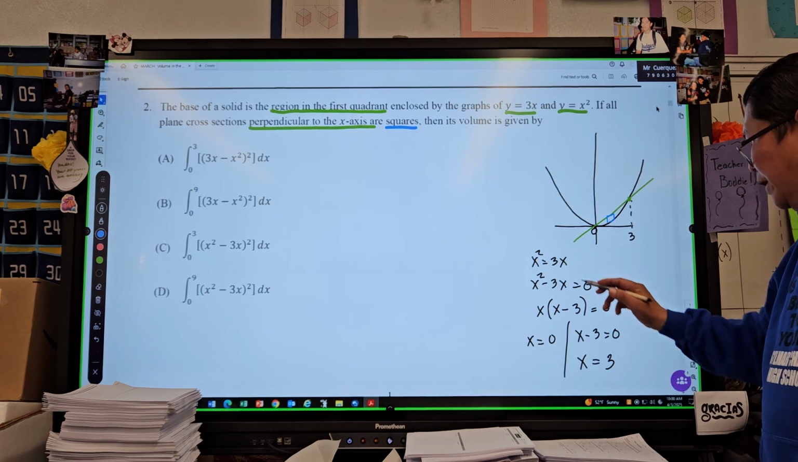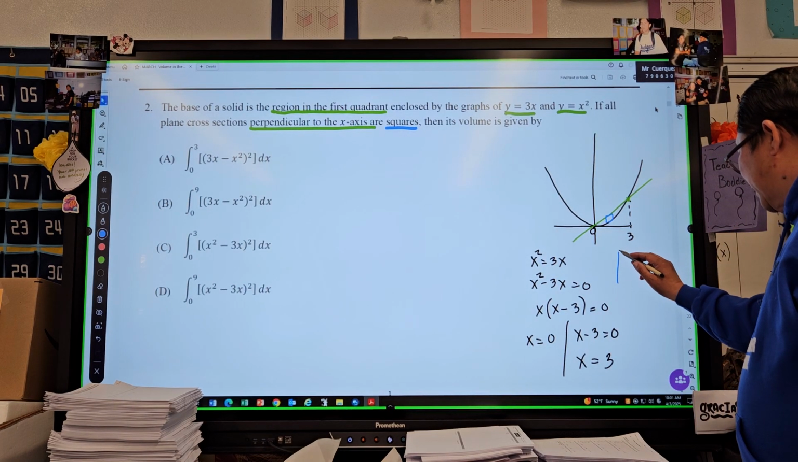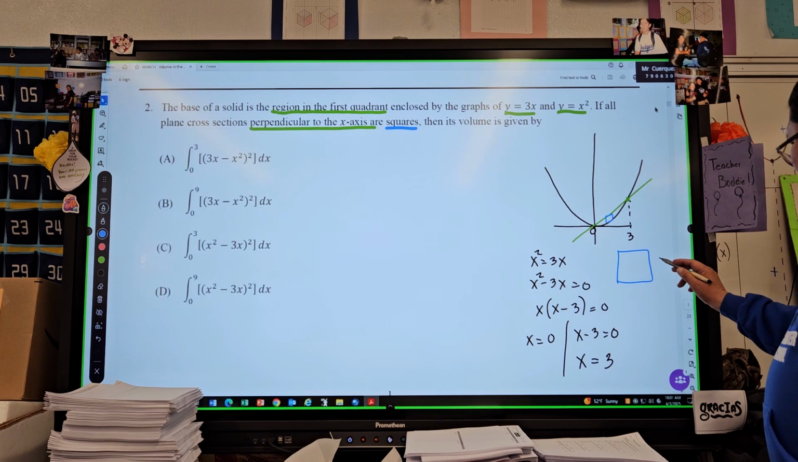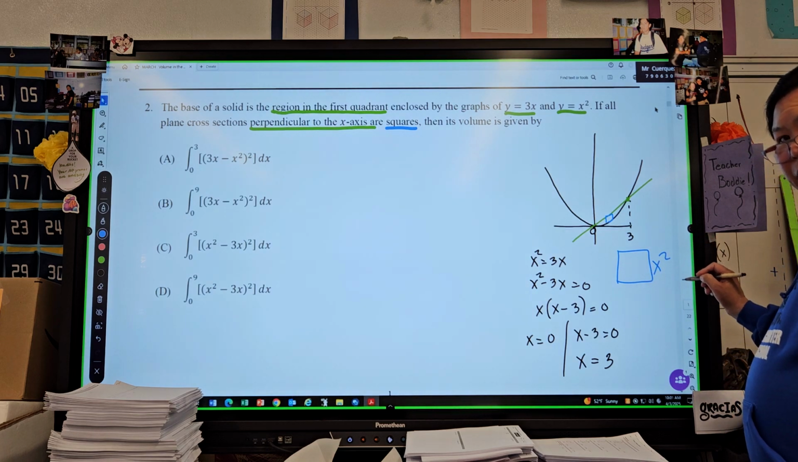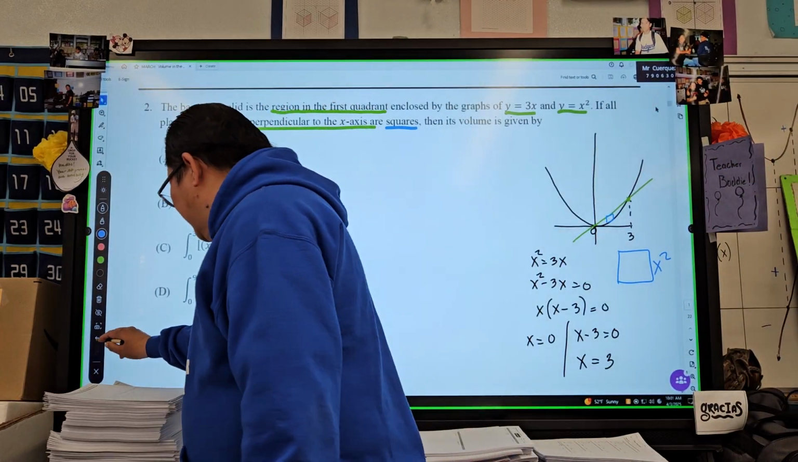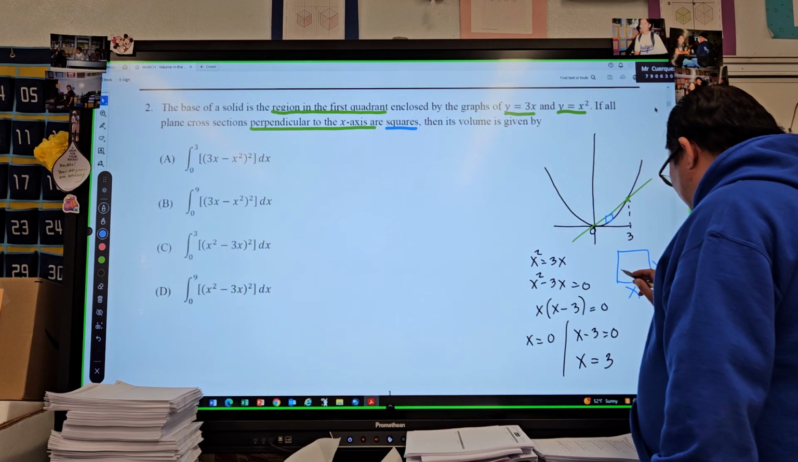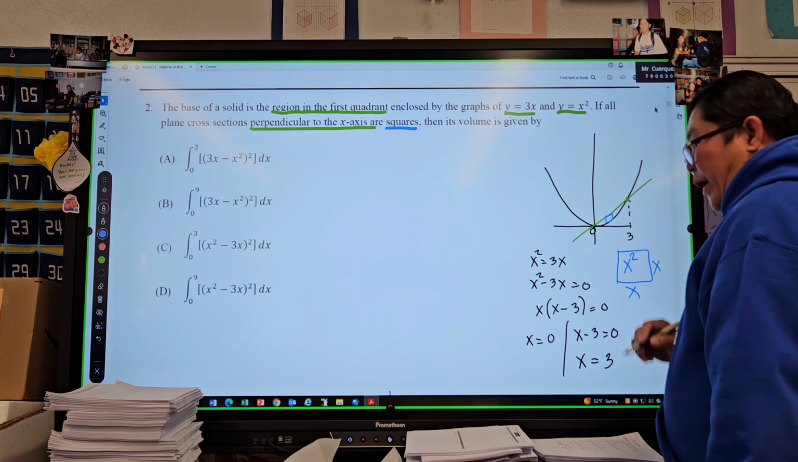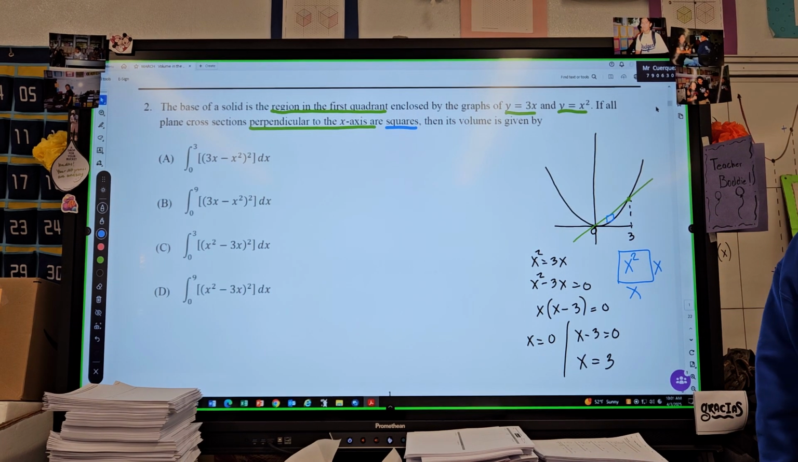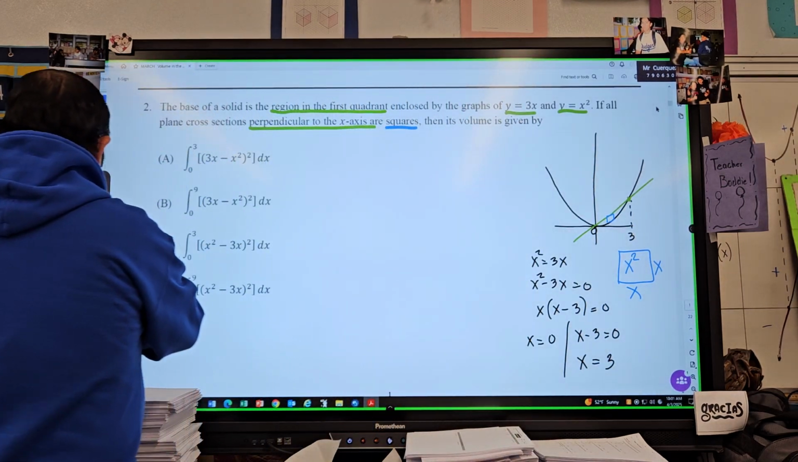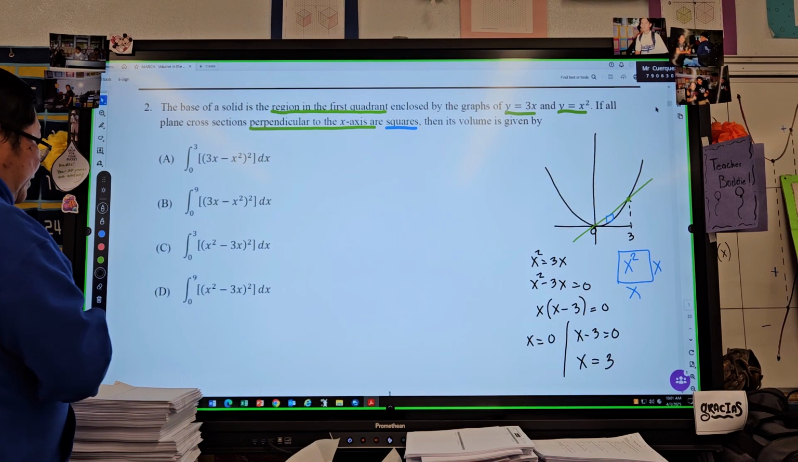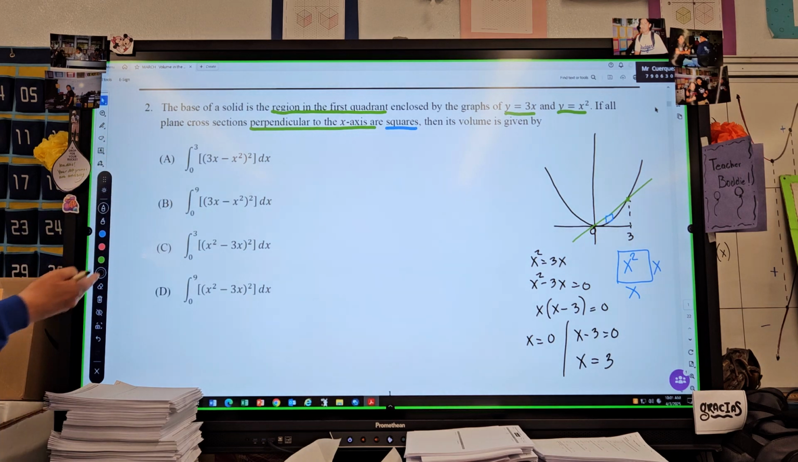Okay, it's a square. So I'm going to have a square right here. What is the area of a square? X squared, right? Or simply x times x. The area is x squared. Since this is volume, we're going to have a times x squared, right?